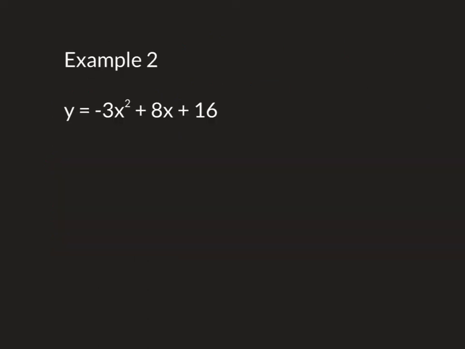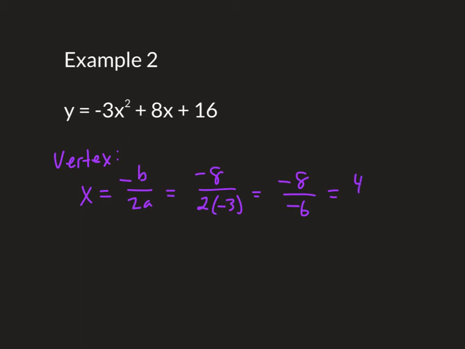All right, so example 2, we have y equals -3x squared plus 8x plus 16. Let's do some of the same things. Let's try to find the axis of symmetry and the vertex. Again, we're going to start with that little formula. The x-coordinate is going to be the opposite of b over 2a. So in this case, the opposite of b is -8 over 2 times the a value of -3. So -8 over -6, which if we reduce, could be 4/3. So that's the x-coordinate.